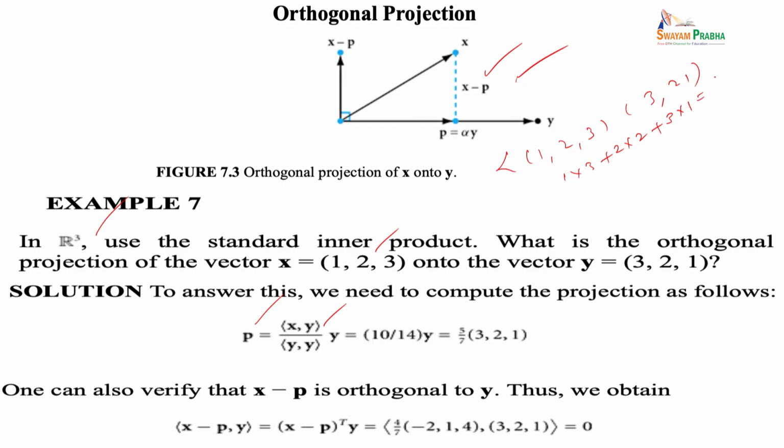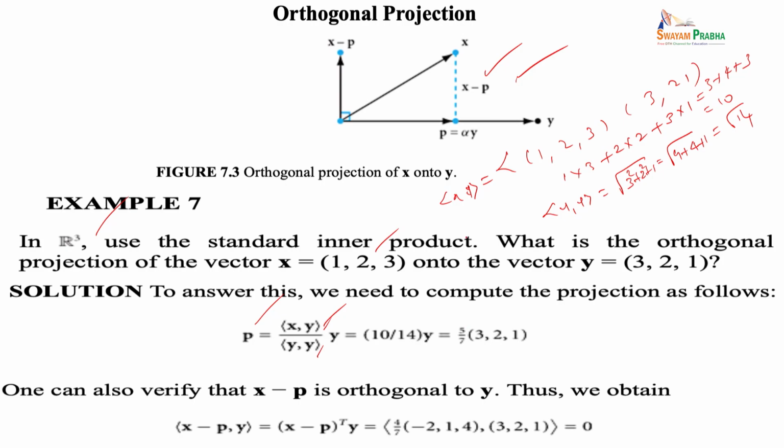So, which is equal to 3 plus 4 plus 3, which is equal to 10. Therefore, inner product y comma y is equal to root of 3 square plus 2 square plus 1 square, root of 9 plus 4 plus 1, which is equal to root 14. Therefore, this is called the root of inner product x comma y. Therefore, inner product x comma y is 10 by root 14 into y.